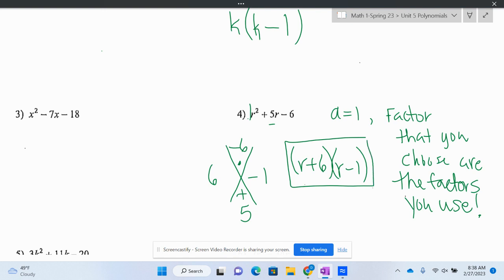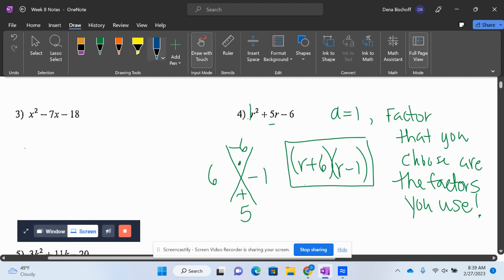So those first two are just reminders of what we have done in the past. Number 6 has a leading coefficient that is not 1. Number 6 has a leading coefficient of 7. So let's do that one together. I'm going to wait for everyone to get this written down because I see some of you guys are still working. Okay, so number 6. Austin, you good?